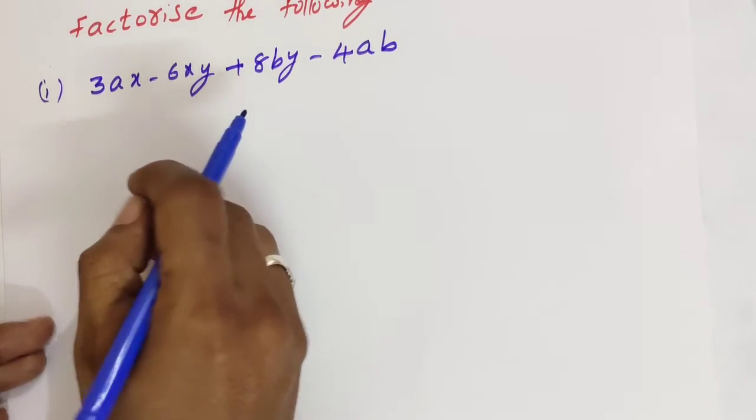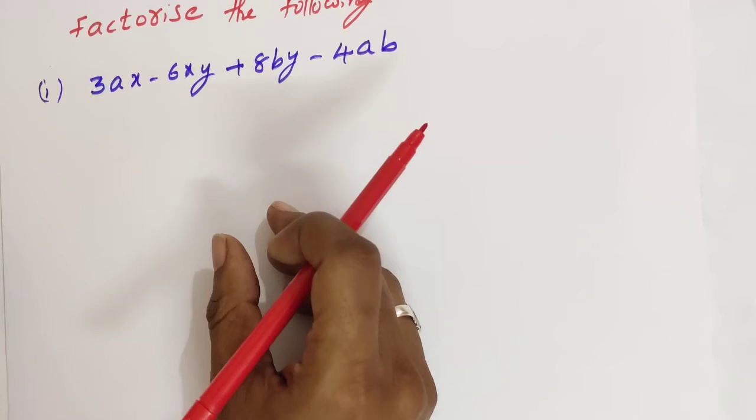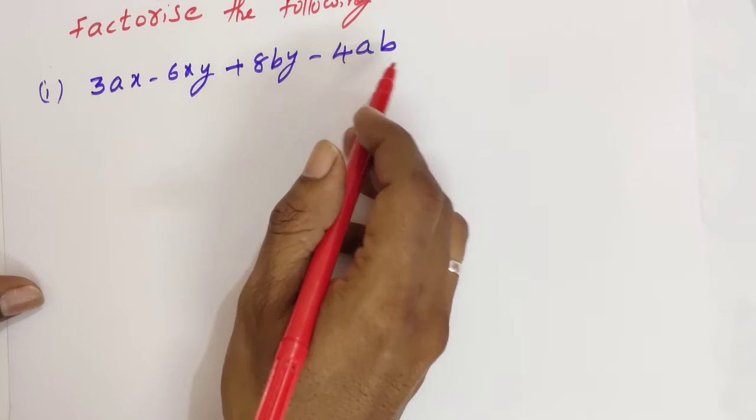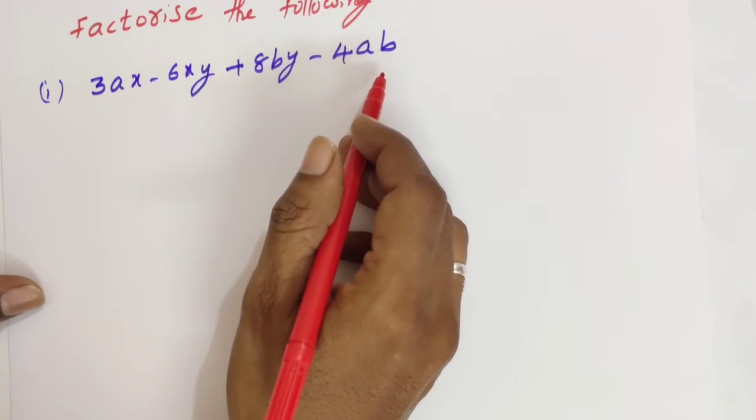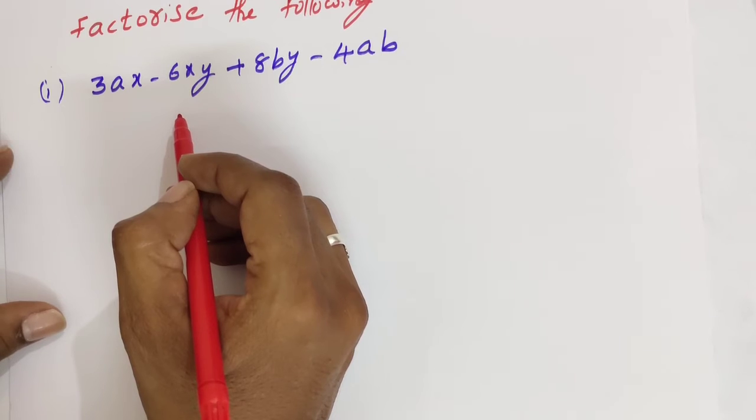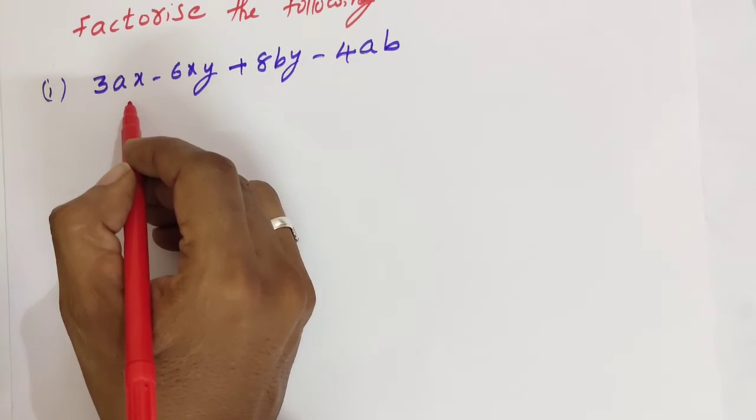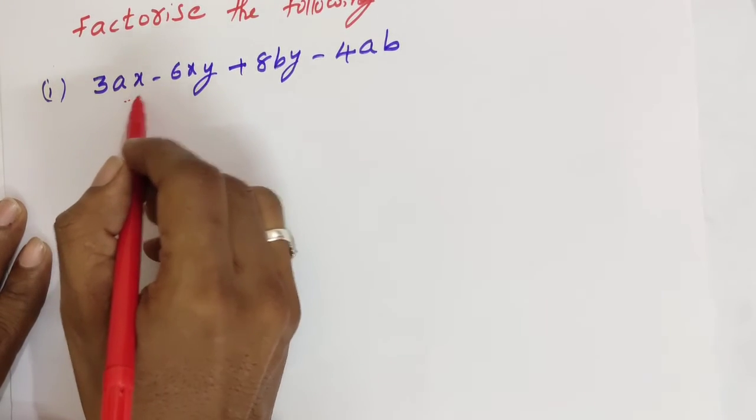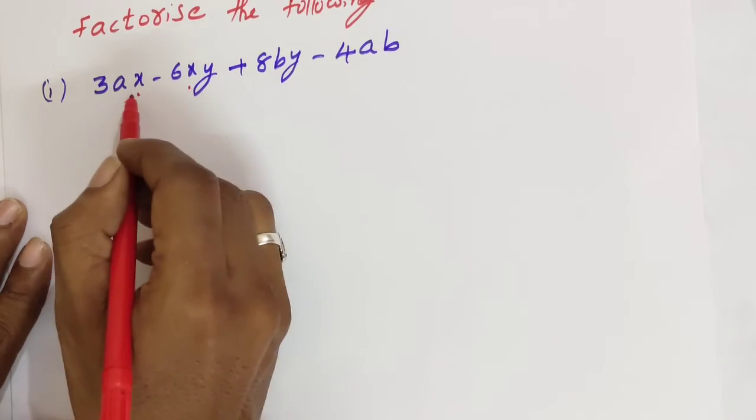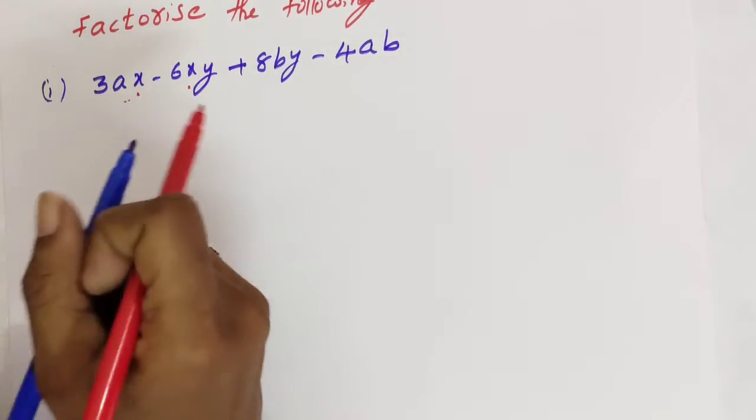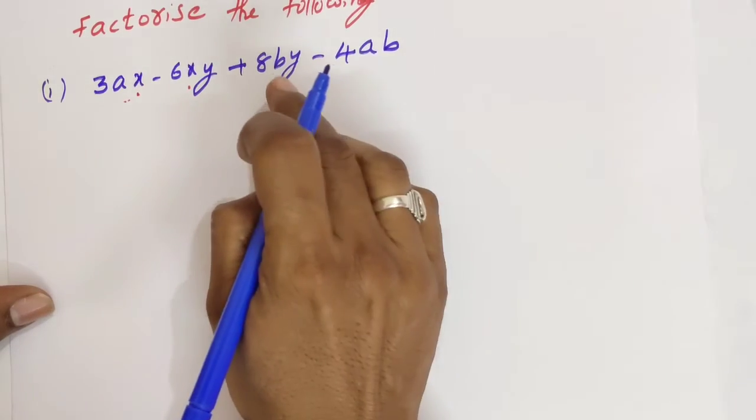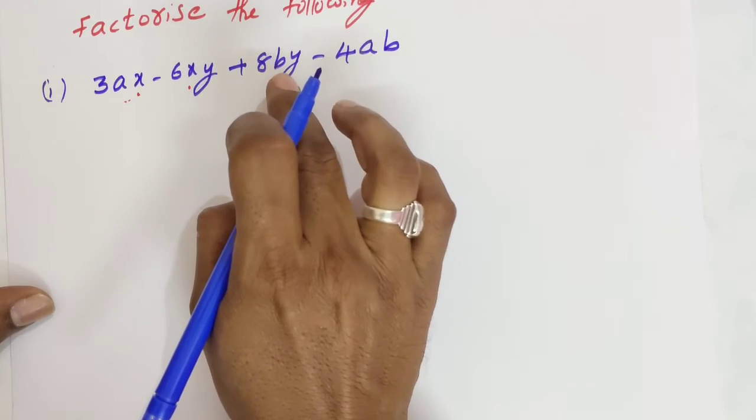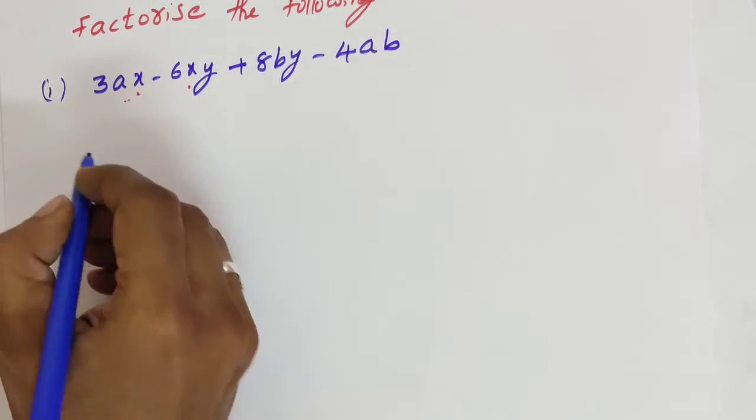Okay, so by observing all these 4 terms, no term is common in all. That is, no factor is common in all. Okay, so by observing two terms, you can do grouping. Here, first observe the x. Yes, by observing x, we can select the first 2 terms as the first group, and by observing b, we can select the last two terms as one group. Okay, let us try in that way.